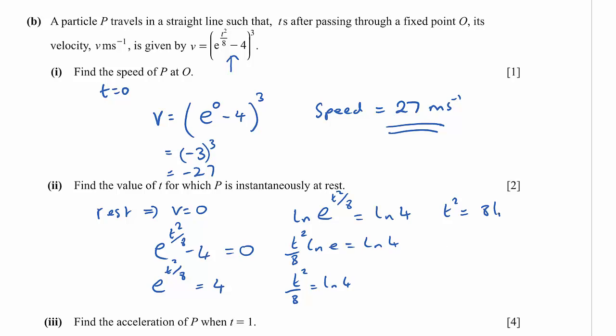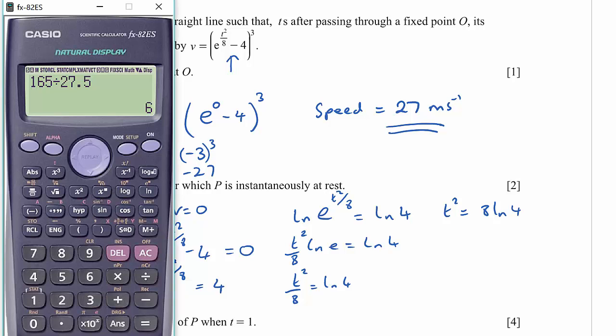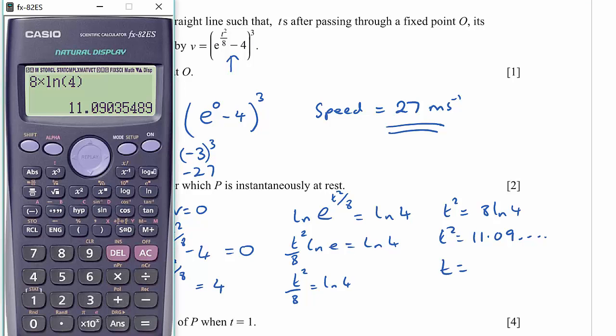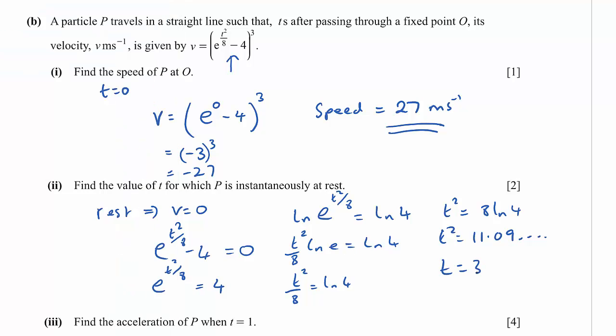So we've got ln e to the t squared over 8 is equal to ln 4. So that would be t squared over 8 ln e is equal to ln 4. Ln e is just 1, so t squared over 8 equals ln 4. So t squared is going to be 8 ln 4, 8 times ln 4.